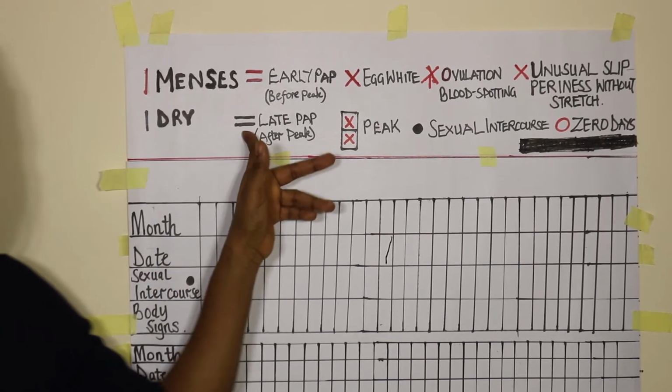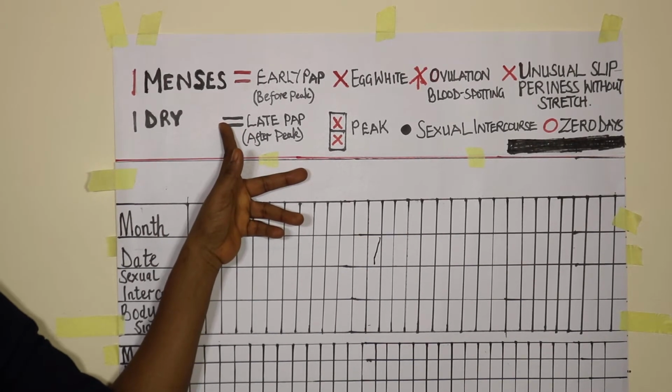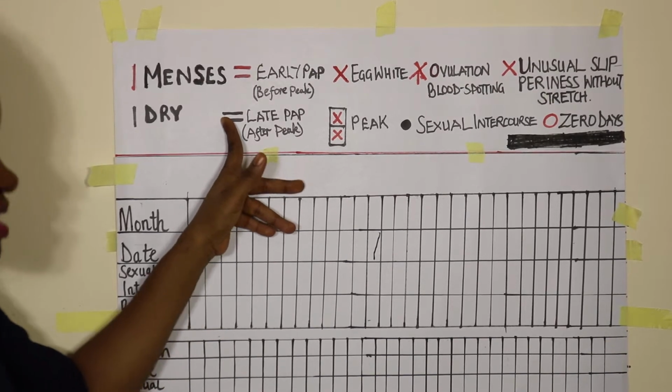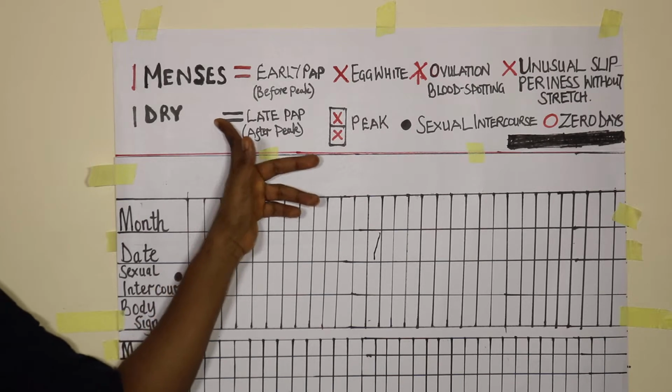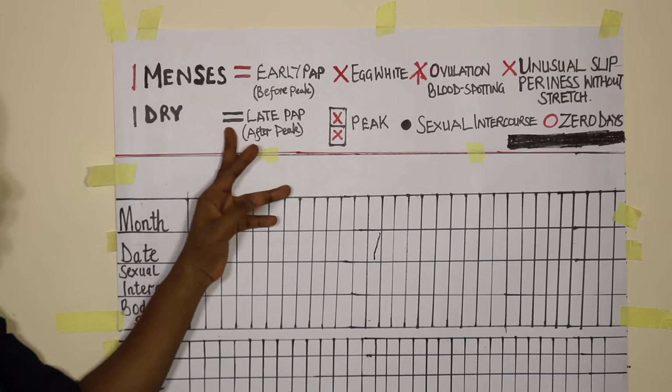And then you have the late pap. The late pap is either the watery discharge or the discharge that is like pap akamo, the corn flour discharge that comes out after your ovulation. This is the sign for it. It is the late pap sign, equal sign in black or blue.